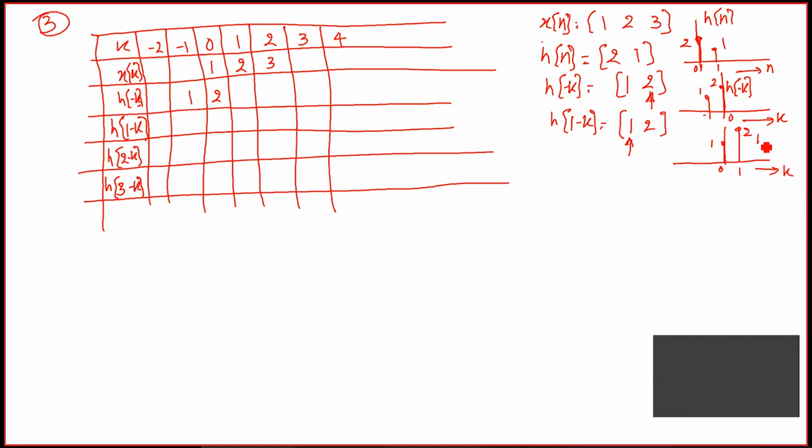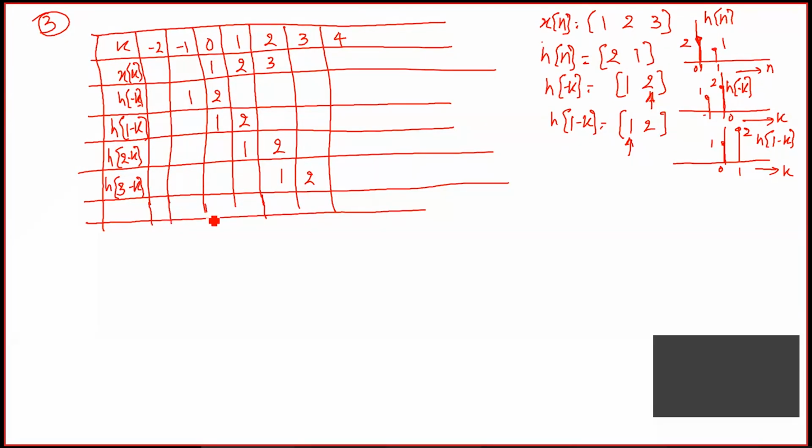This will be your h of 1 minus k. H of minus k shifted right by 1 unit. So this will be 1 and 2, and similarly 2 minus k will be 1 and 2 here, and 3 minus k will be 1 and 2 right here. Now till what time do we need to keep shifting?